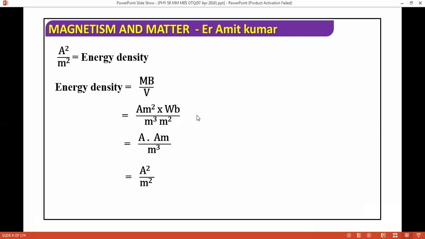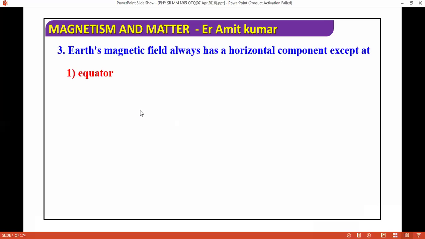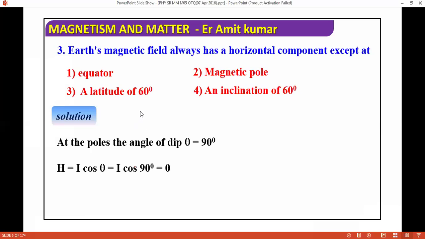Next question: Earth's magnetic field always has a horizontal component except at, okay. The question is talking about Earth having a horizontal magnetic field except at the equator, magnetic pole, latitude 60, or inclination 60 degrees. The correct answer will be at the pole. The angle of dip at the pole is 90 degrees. The horizontal component is I cos theta, a formula all of you know.